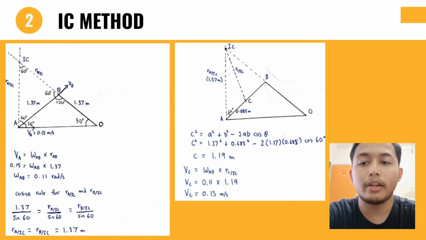And then from that answer, we can find the velocity of the midpoint by calculating omega AB multiplied by RC/IC, which is 1.19 meters. And after that, we can get the velocity of the midpoint of AB, which is 0.13 meters per second.